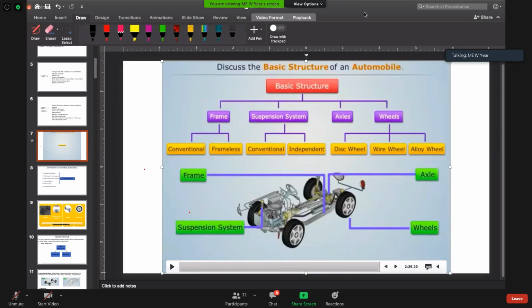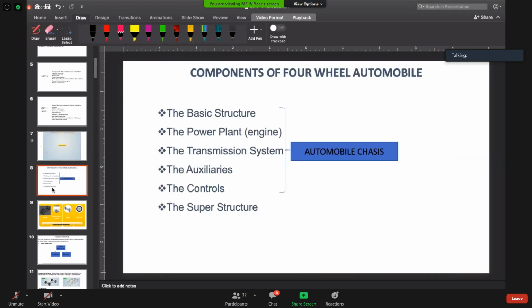Okay, let's move on with our slides. These are the basic components of a four-wheel automobile. You have seen the basic structure, and the power plant, or you can say the engine. The engine is the powerhouse of an automobile. The power produced by the engine is transmitted to the differential and through the differential to the wheels. That transmission process is done by the transmission system.